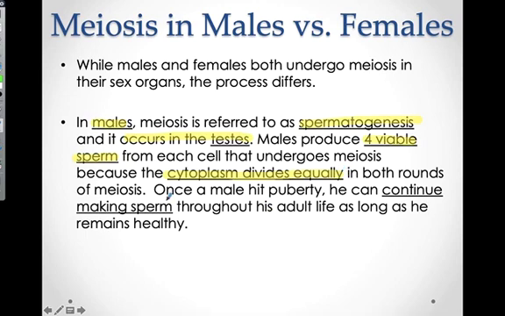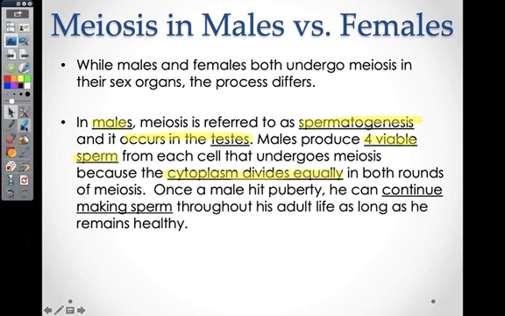Now, something I want to point out is that once a male hits puberty, he can continue making sperm throughout his life as long as he remains healthy. You've probably heard of some 75 or 80-year-old man who fathers a child with some younger woman. That's because men produce sperm throughout their life.